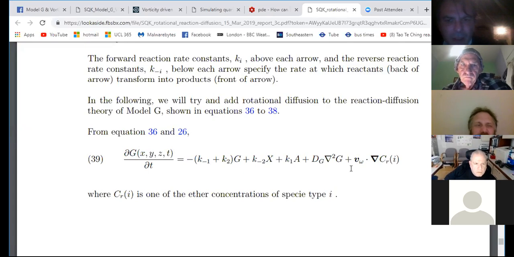Well, to start off, we could just try something. Just try anything and see what happens. So we've got this here. This is obviously what Model G is at the moment, and it describes the radial diffusion, and then we can just add this term here and see what happens. Then by trial and error, try something else.